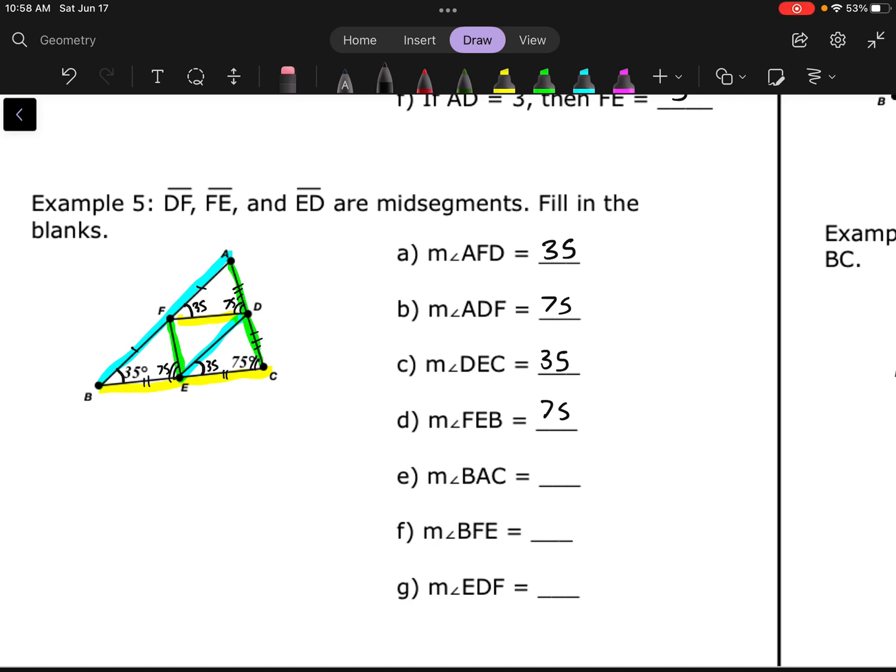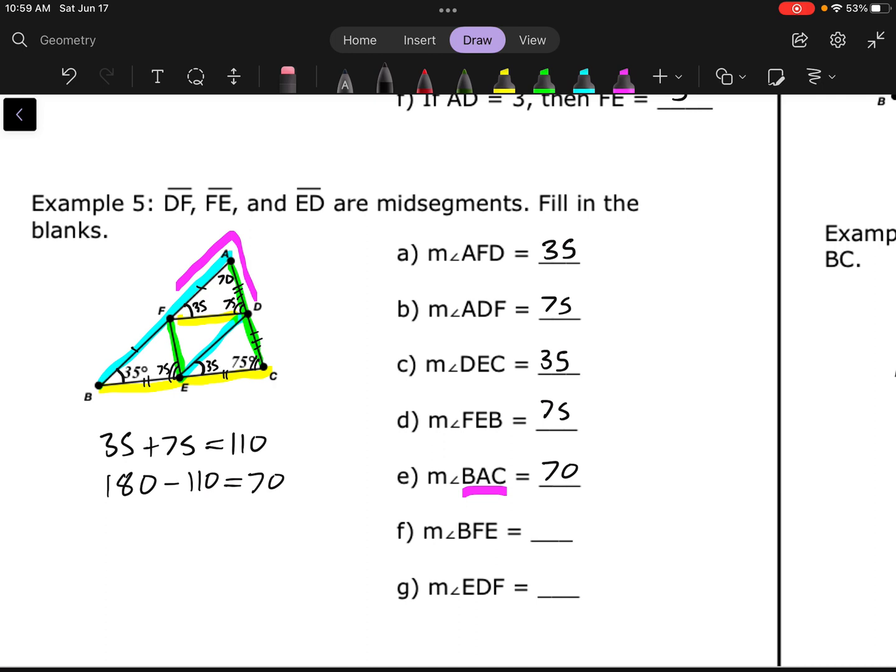Then we've got BAC. Now this one's a tricky one. BAC is this angle up here. Now, if we zoom out and we just focus on big triangle ABC, we've got a 35-degree angle in the bottom left. We've got a 75-degree angle in the bottom right. Adding those together gives me 110. And subtracting that from 180 using the triangle sum theorem, I get 70. So that top angle, BAC, has to be 70 up there.